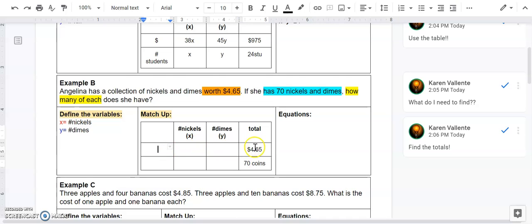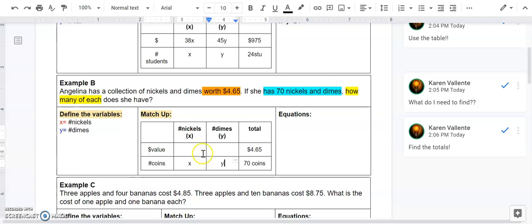Okay, so again, we have money. So this is going to be the value of my coins. And this bottom one is just the total number of coins. So we're looking at the numbers. Let's start in that row since we're right here. Numbers, it's just like with our students, right? They add up to 24. Well, I have nickels and dimes that add to 70. So I'm going to add X plus Y dimes gets me 70 coins altogether.